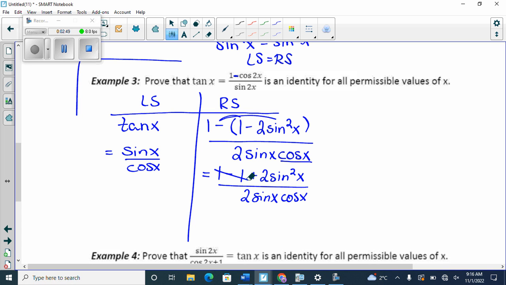Those cancel. The 2 and the 2 cancel. The sine and the squared cancel, only because this is multiplied up here and this is all multiplied up here. If I had a 1 still attached to this, I wouldn't be able to cross off, right? If I had 1 plus 2 sine squared, I couldn't cancel. But because all I have left is a multiplication and a multiplication, I can cancel. And so then I'm left with sine x over cos x. And then a toddler could look at the image and say they match, so I could say LS equals RS.